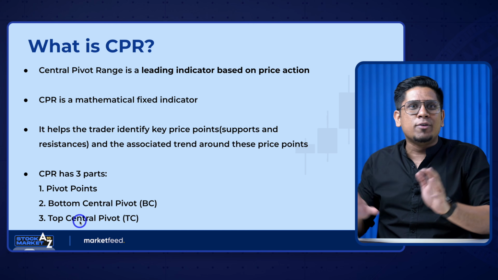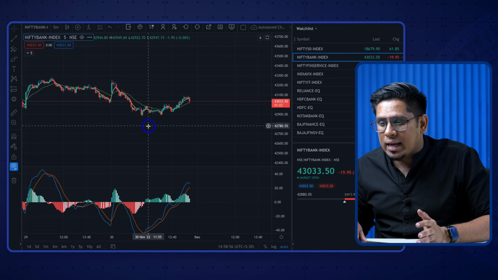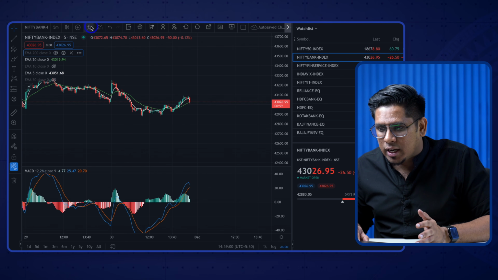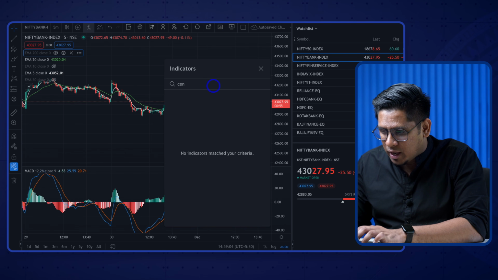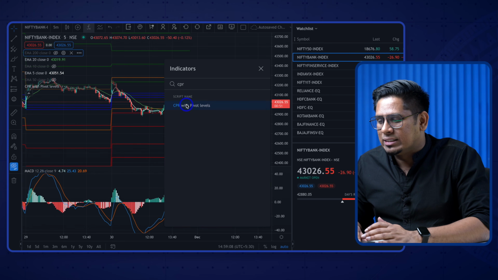Again, you would understand better than just reading theory here. That's why we'll quickly go into the chart and actually plot CPR. For that, I'm going into technical indicators and searching for CPR. CPR with pivot levels is what it is.